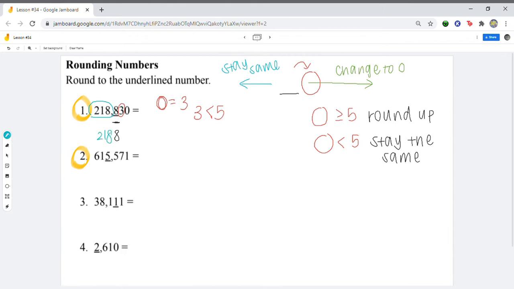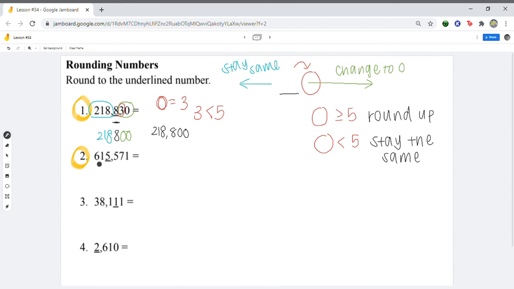And the green is the numbers right of the underlying number. This includes your circled red as well, so it includes 3 and 0. And these ones we have to change to 0. So I'm going to change it to 0. So our rounded final answer will be 218,800. So I'm going to go over number 2.